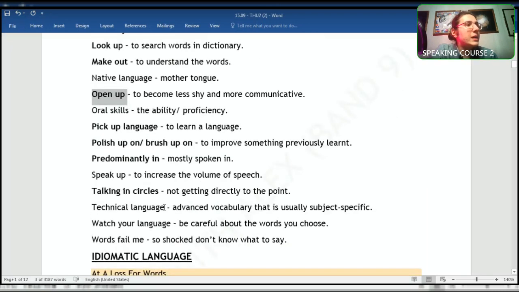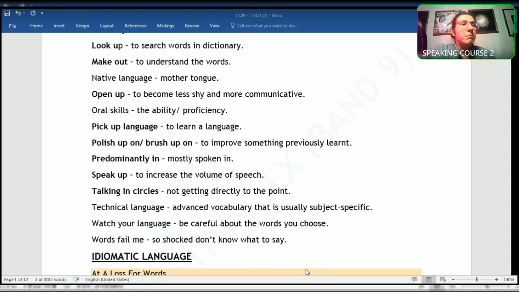And lastly is technical language. Oh, speak up also. Speak up is a phrase that basically means speak louder. Good phrase. I recommend you use it.